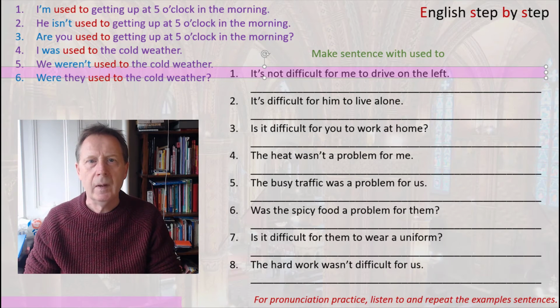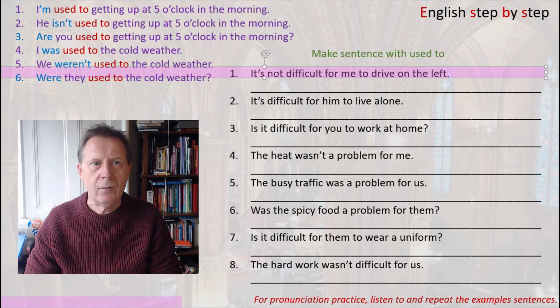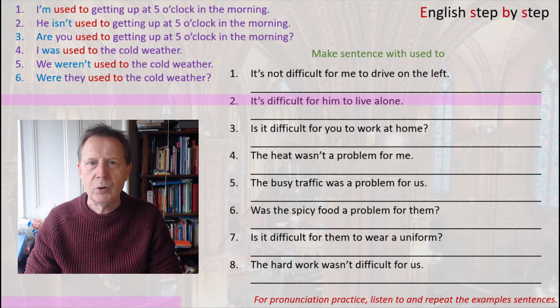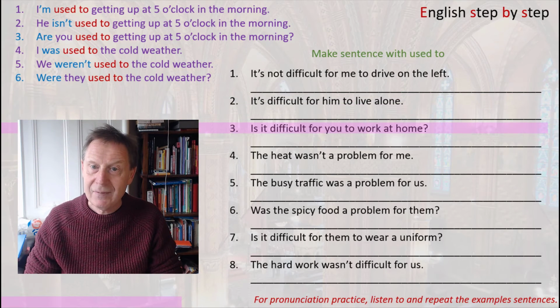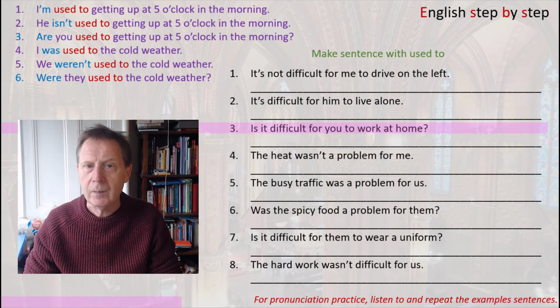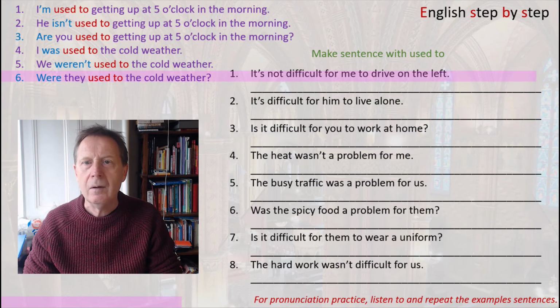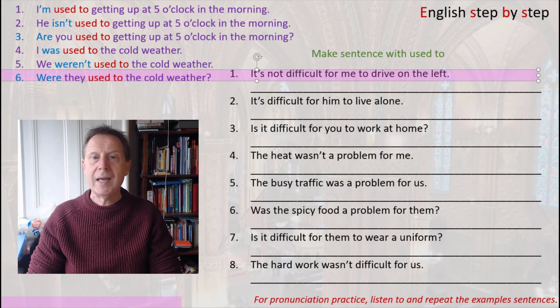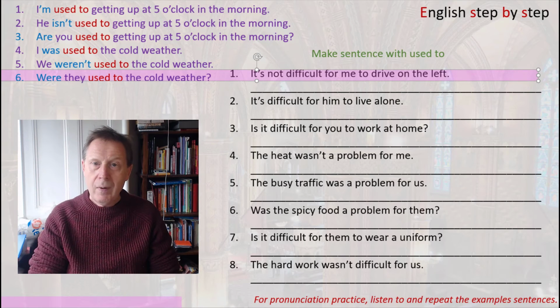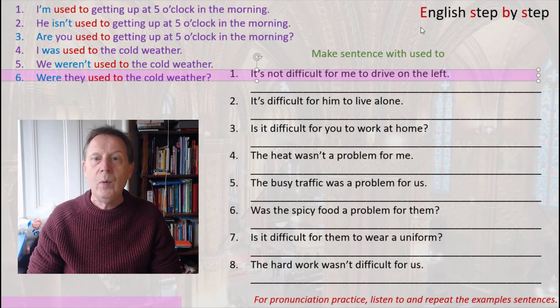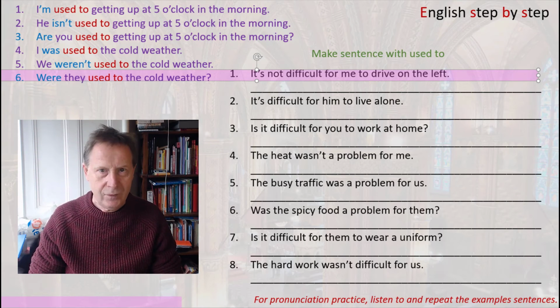Example 1. It's not difficult for me to drive on the left. Number 2. It's difficult for him to live alone. Number 3 is a question. Is it difficult for you to work at home? So 4, 5, 6, 7, 8 can all be changed into sentences with used to. So find a piece of paper, write down the answers, and then we can check the answers in the next video.